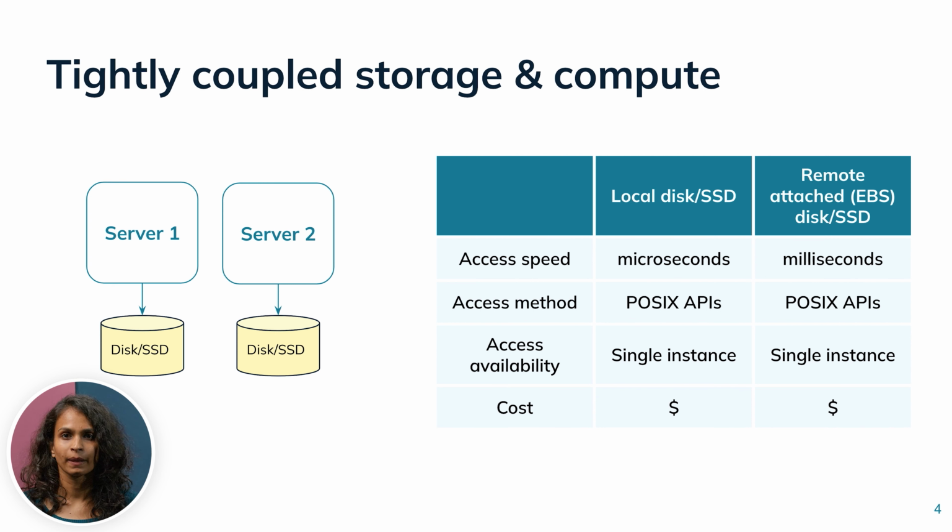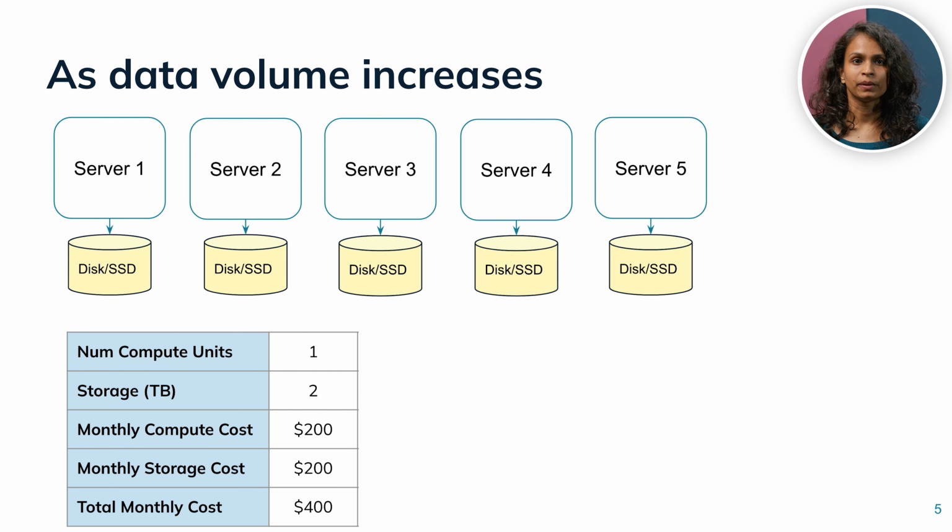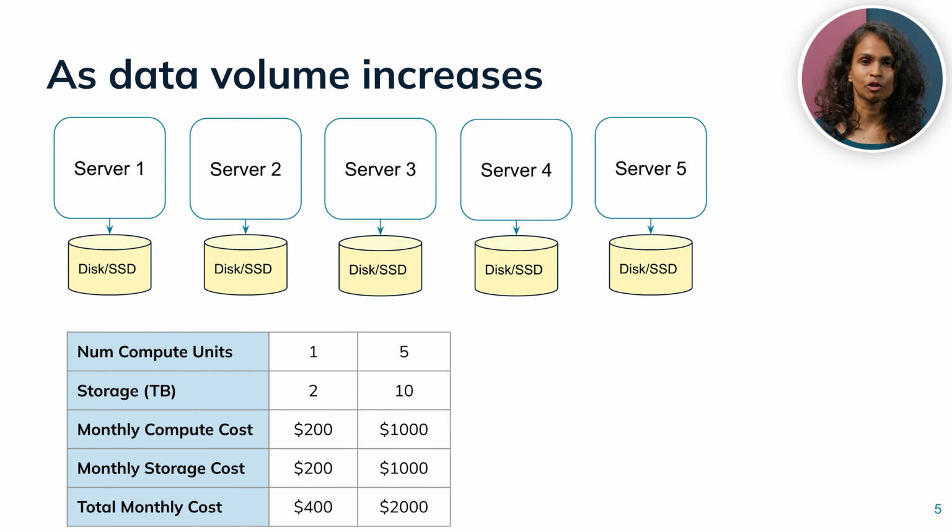So what's the problem? Let's see what happens when data volume starts increasing a lot. Say you started with just one compute node with 2 terabyte storage. Assume that the monthly cost is $200 for compute and $100 per terabyte, so total $400. And now say that your data volume grows 5 times. To accommodate that, you can't just add only storage. You have to provision typically the compute along with it. So your new cost will be 1,000 for storage and 1,000 for compute.